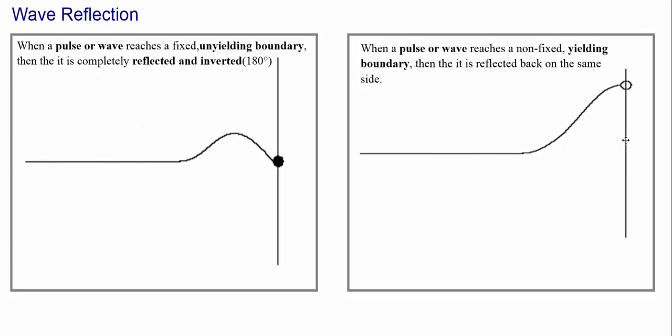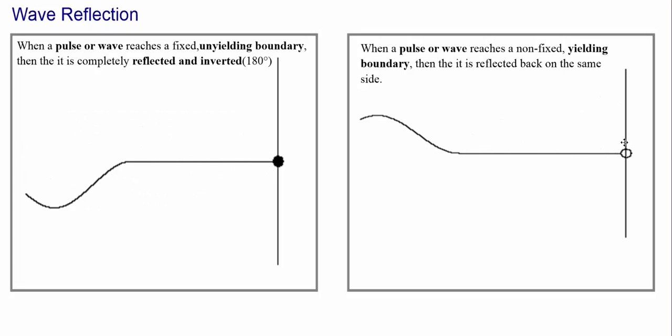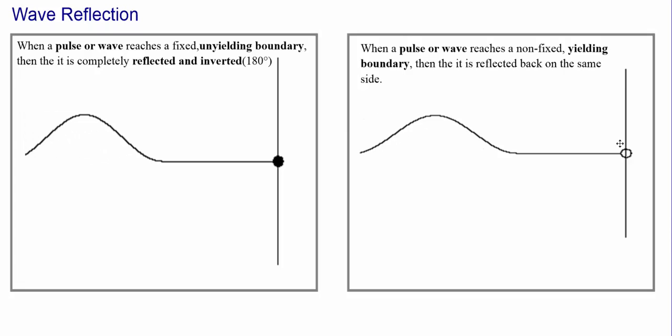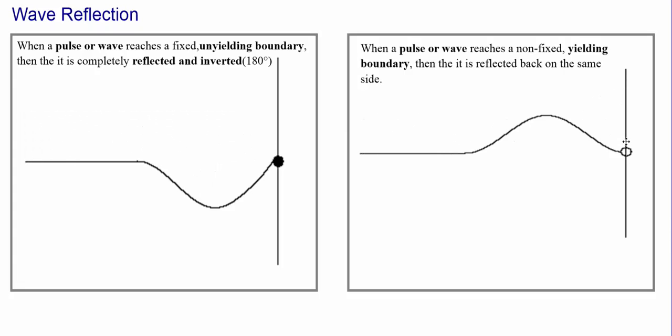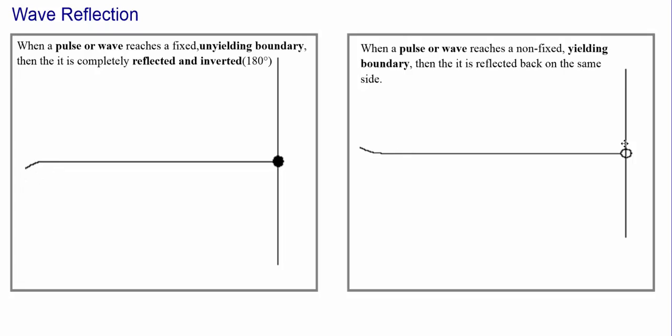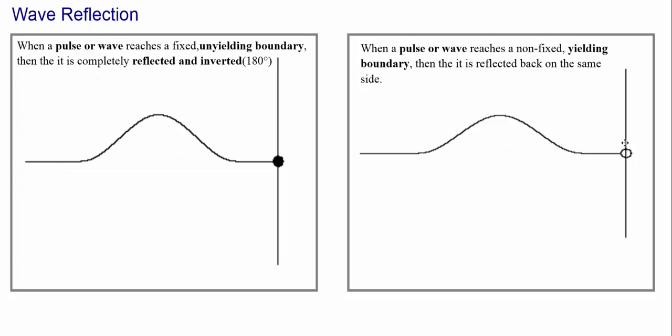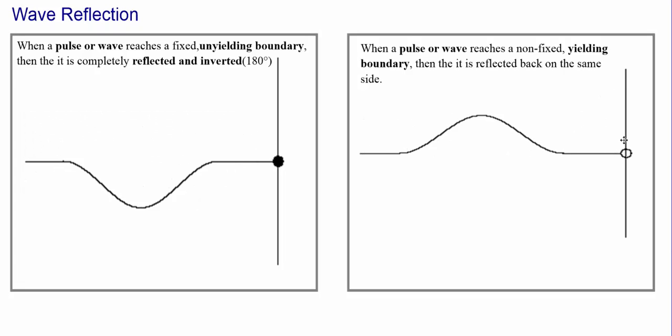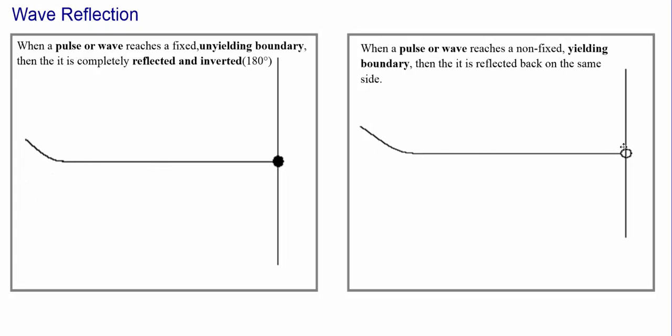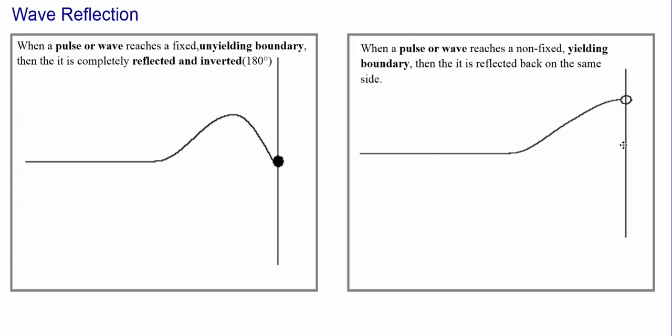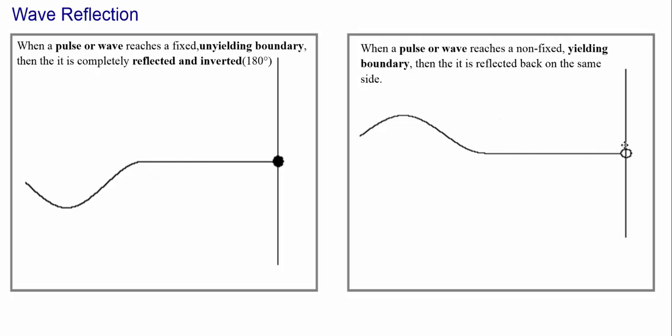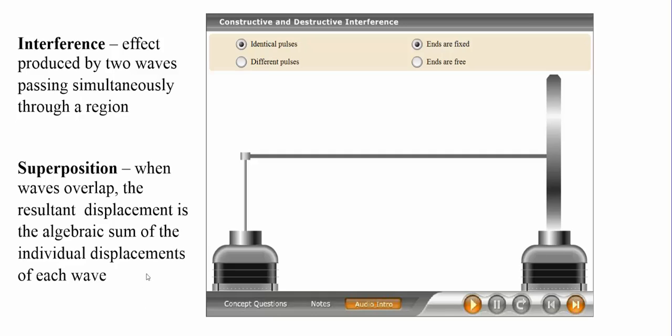Turns out that when the pulse or wave hits that non-fixed position, it will still reflect back, but this time it maintains the same side, so it will not invert. It'll stay positive or it'll stay negative. It really depends on its original incident as it hit the boundary. This is important because when we talk about this next concept, interference, you really got to understand why waves might end up interfering. Let's first define it.